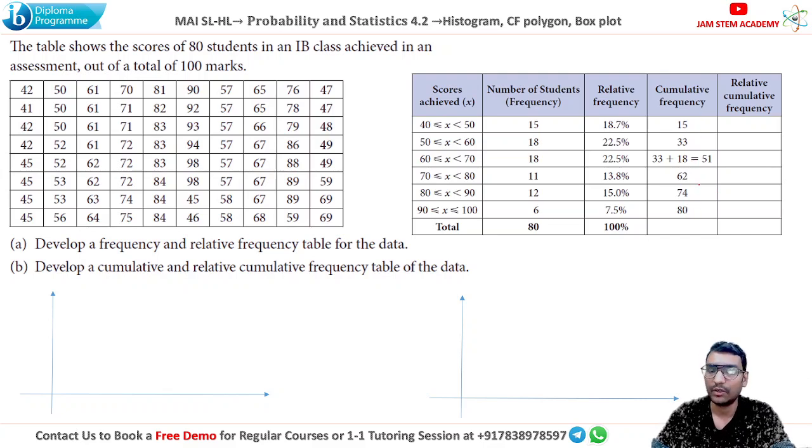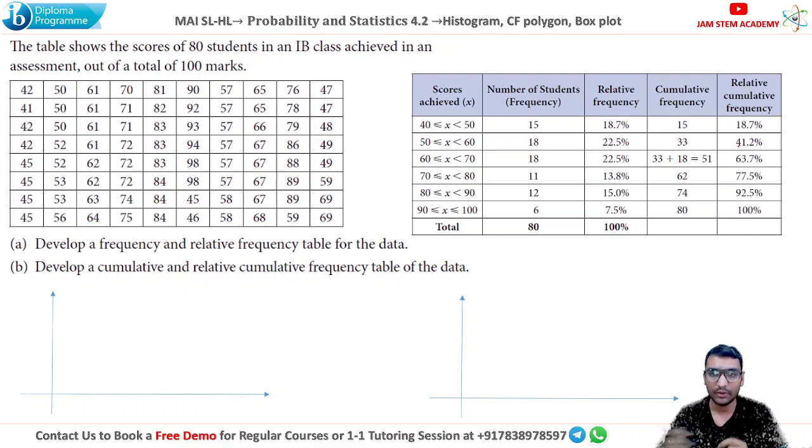Now, relative cumulative frequency. In the same way we can fill this also. This time we will use the same thing: 15 divided by 80 times 100, 33 divided by 80 times 100, and so on. In this way again we can fill this table, right? 41.2, 63.7, and so on.